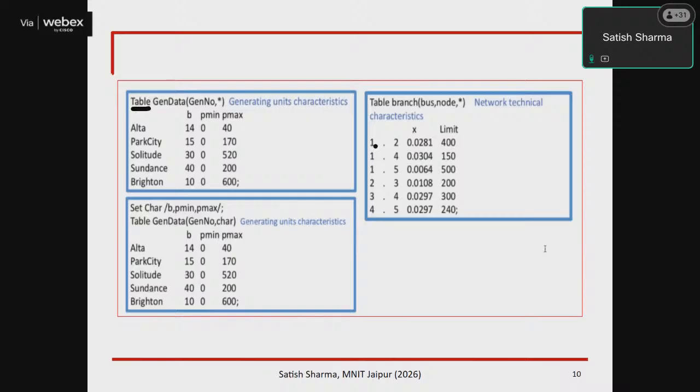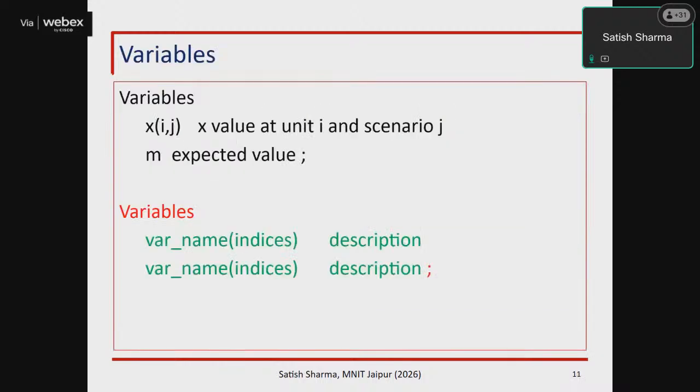Here you can see 1.2, 1.4, 1.5. So we have basically four nodes. There are two generators at bus 1, and 2, 3 and 4 are the bus numbers. Then node numbers are 2, 4, 5, 3, 4, 5, and then in star we have placed x and limit. So this is a three-dimensional matrix as well. So this is how we can place.